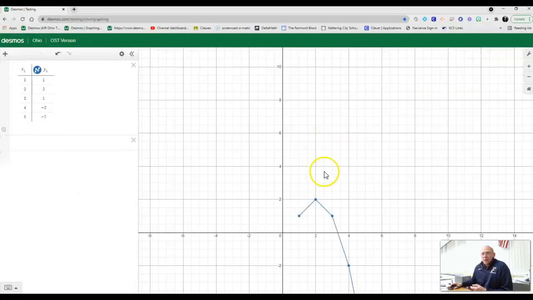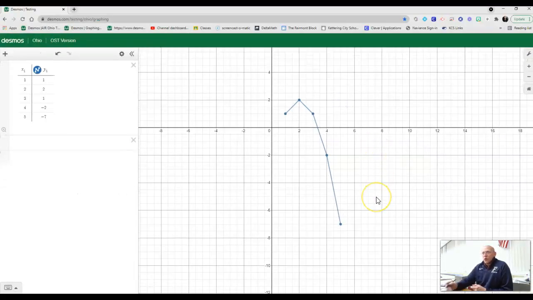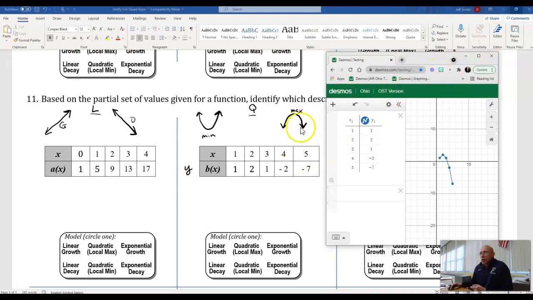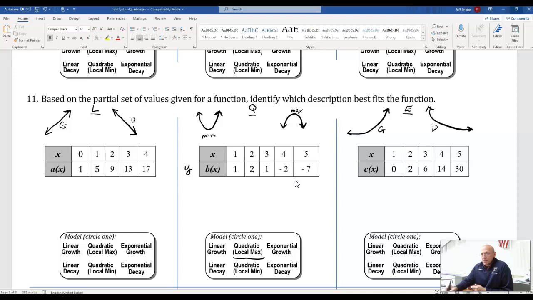Let's look at this. This graph looks like it's part of a what? To me it looks like it's part of a quadratic that looks like this. It's going up, it stops, it has a maximum height, a maximum y value, then it continues going back down. So there's no doubt in my mind that this particular one is a quadratic function with a local max.